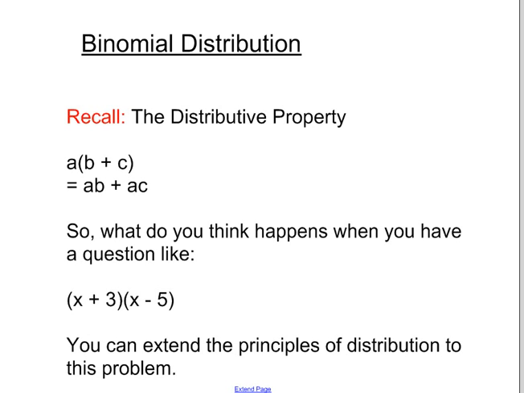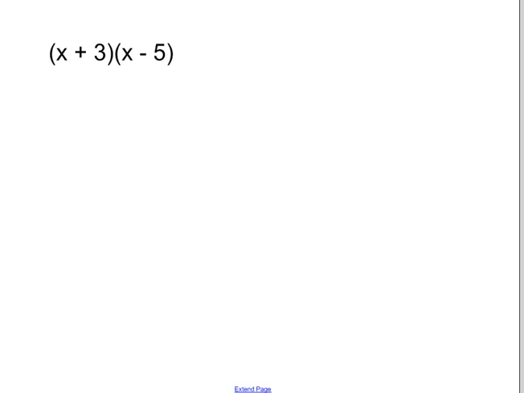So the question for you then is, what do you do when you have a question like x plus 3 in brackets times x minus 5 in brackets? So now we have a binomial times a binomial. I want you to maybe pause the video and think for a second about how you might solve that problem. A hint is that you can extend the principles of distribution to that problem.